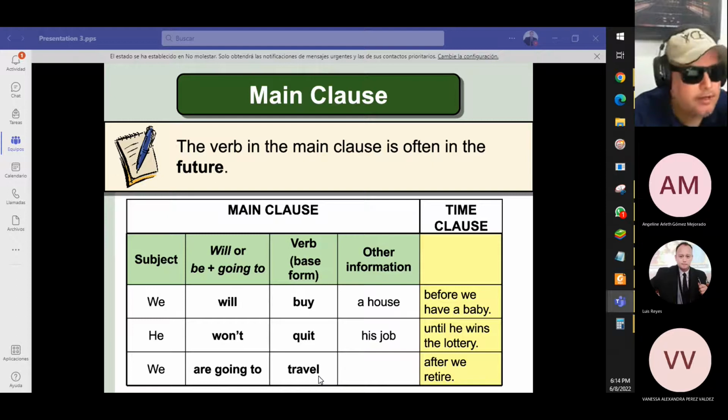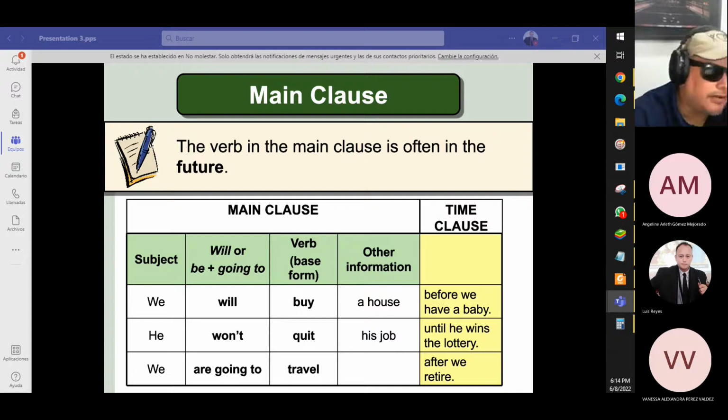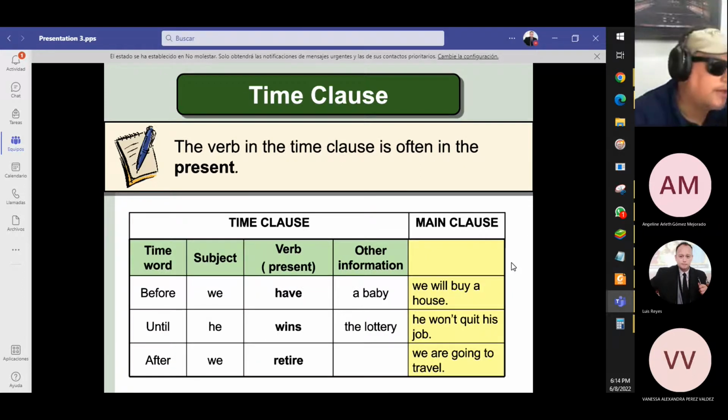And then you have the time clause. Before we have a baby, or until he wins the lottery, or after we retire. Ponle atención ahí a las frases, cómo empiezan. Before, antes. Until, hasta. After, después. Hay ciertas palabras clave que te dan a saber que ese es el time clause, lo que viene después de eso. Does anyone have any questions? No questions? All right, so then we have the verb in the time clause.